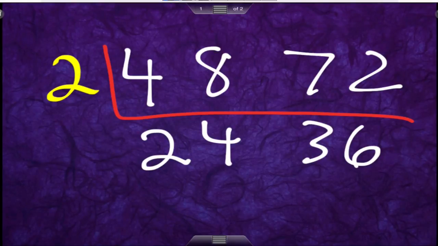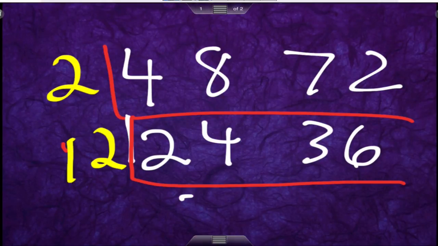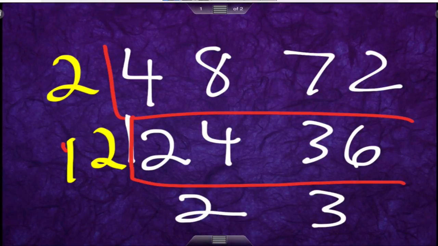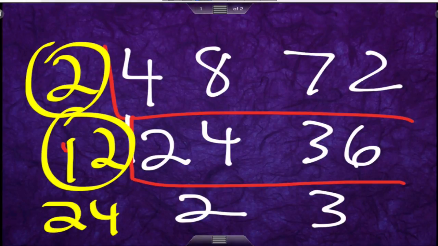Oh, I know in 24 and 36, I could divide each one by 12. So let me get my marker. 24 divided by 12, I get 2. 36 divided by 12, I get 3. And I can stop there because 2 and 3 I can't divide anything into. On the side, I have 2 and 12, and you multiply them together. So the answer is 24. The greatest common factor between 48 and 72 is 24.